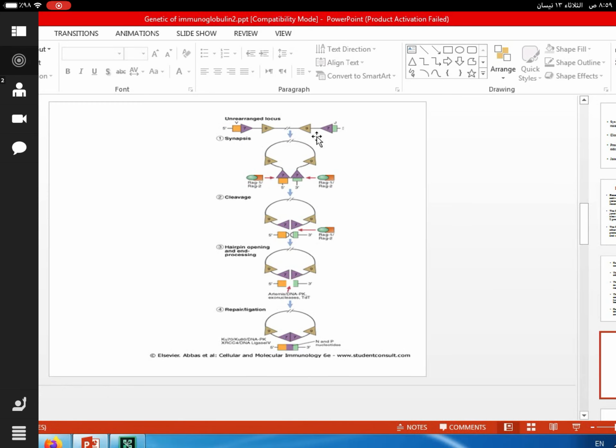Coding sequence V, coding sequence J, heptamer. RAG1 and RAG2 complex, RAG1 cuts DNA between V and heptamer, J and heptamer. This diagram of light chain.